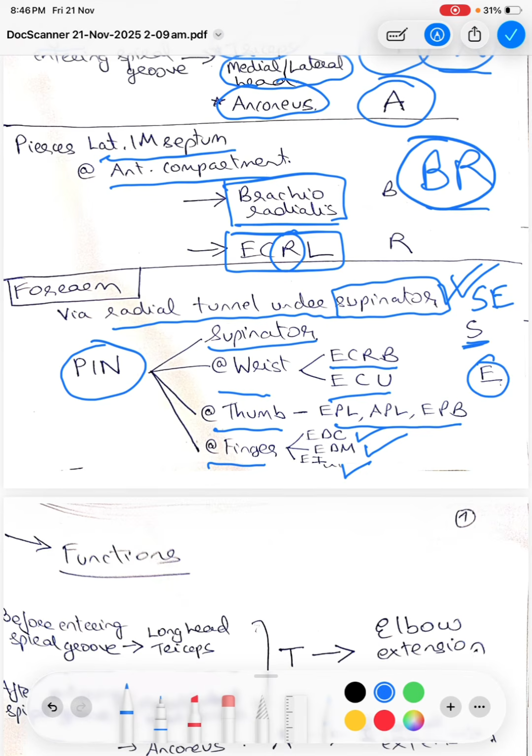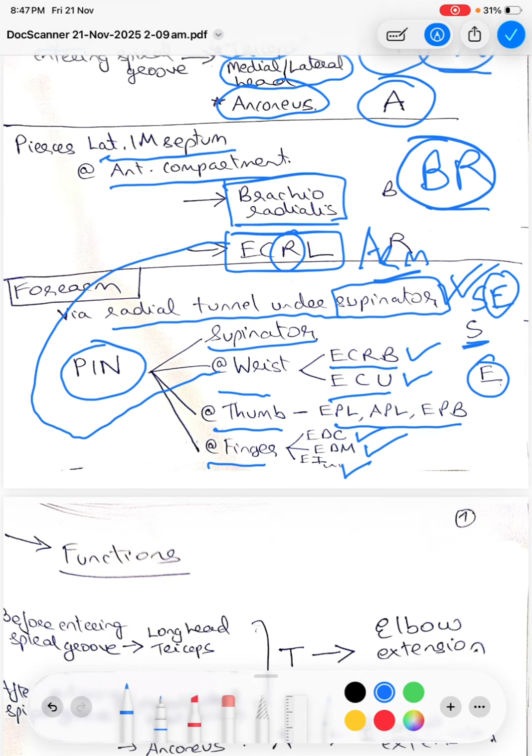Which all extensors? You need to make this clear. In the anterior compartment, it supplies the ECRL. However, going distally, it supplies the ECRB and ECU. Am I making sense? ECRL in the anterior compartment, in the arm. However, ECRB in the forearm. So in the forearm, it supplies the supinator and the extensors. Which extensors? Wrist extensors, ECRB and extensor carpi ulnaris.